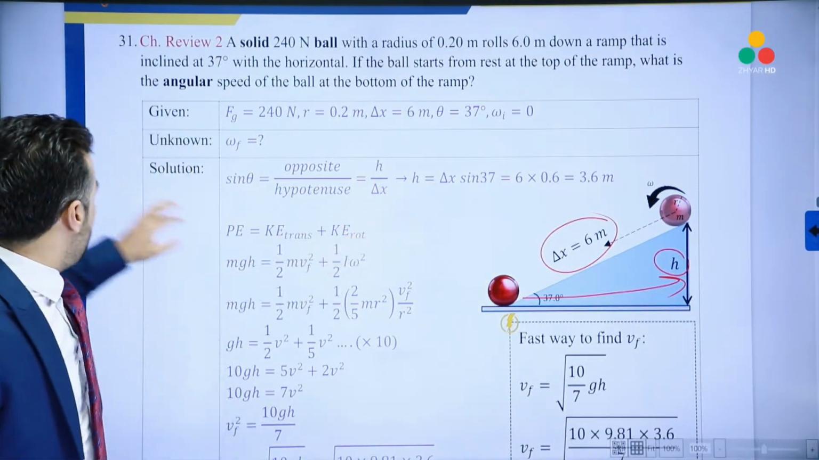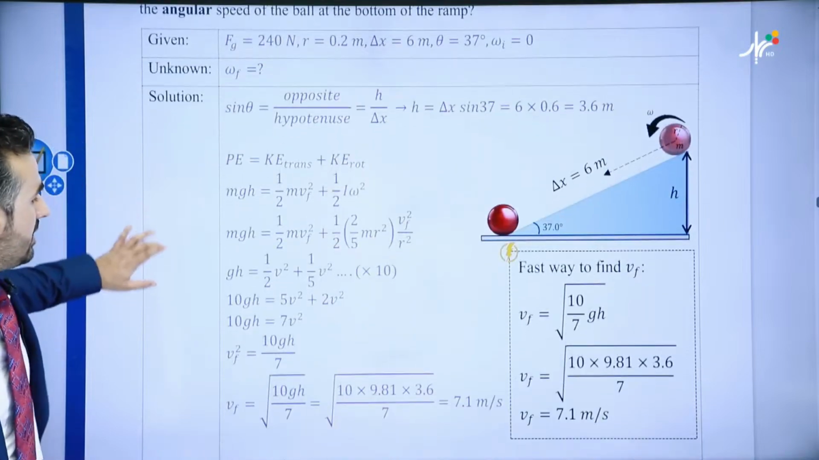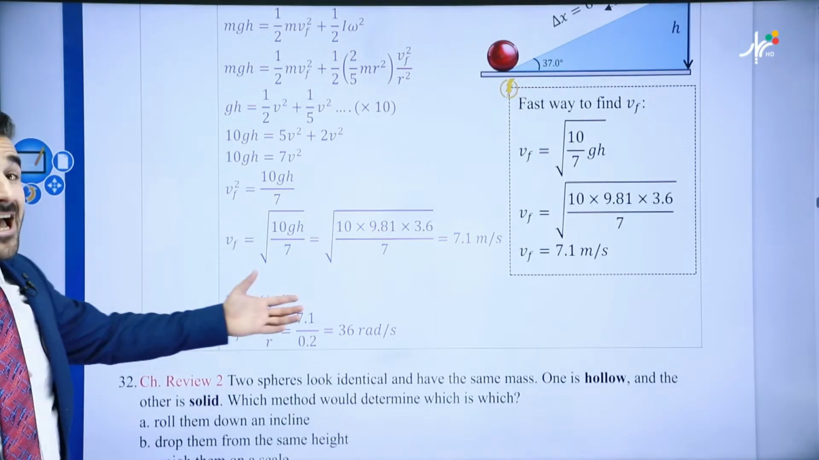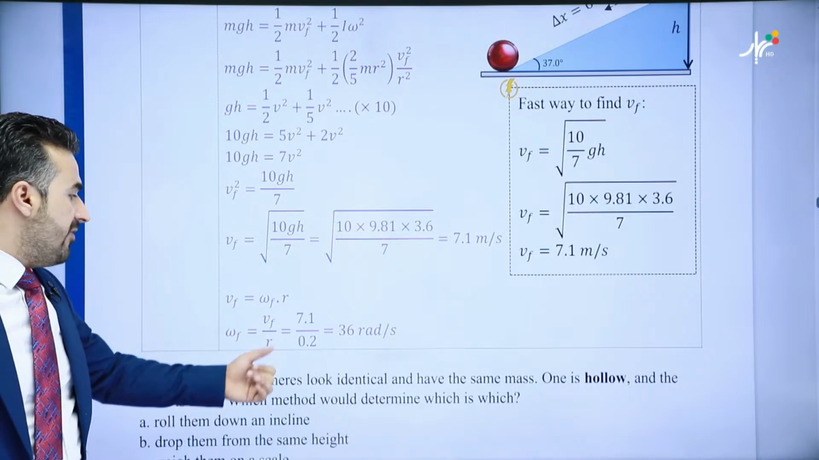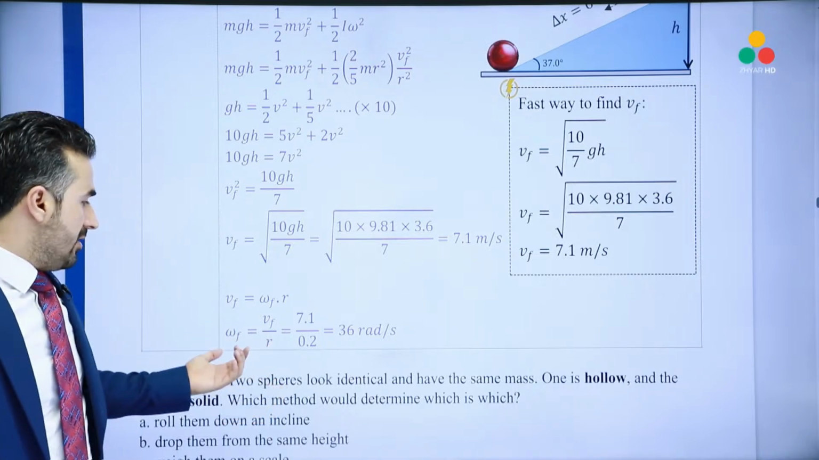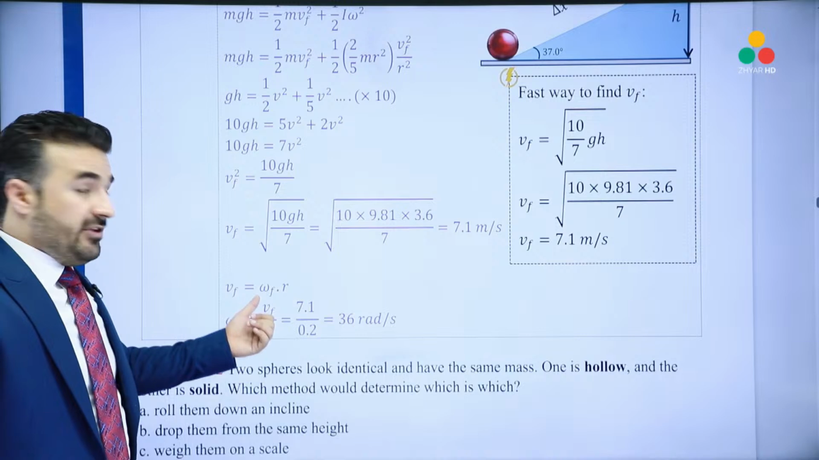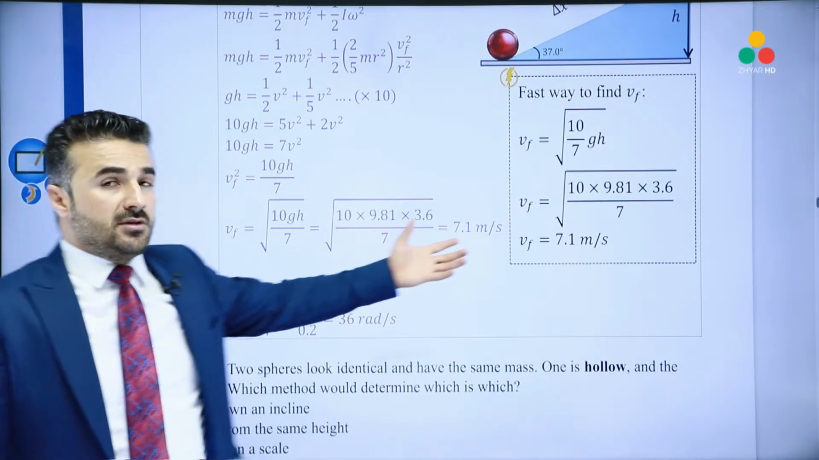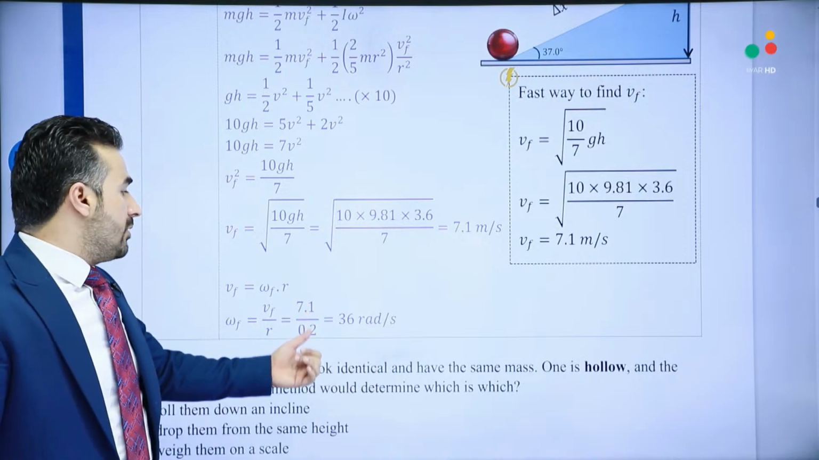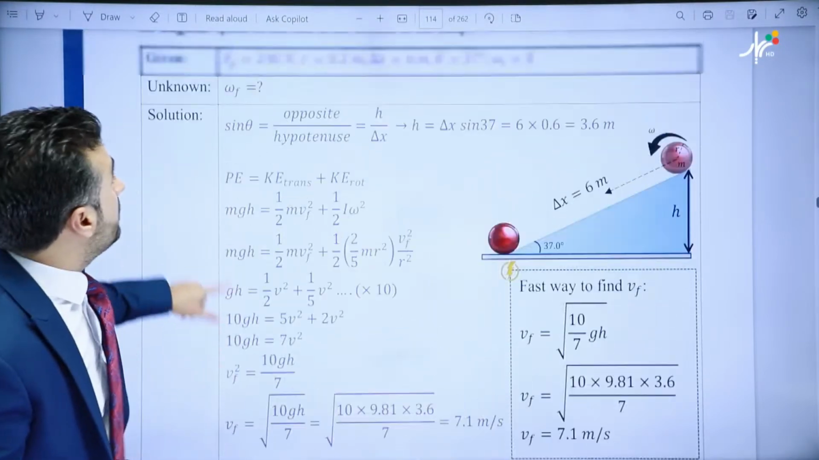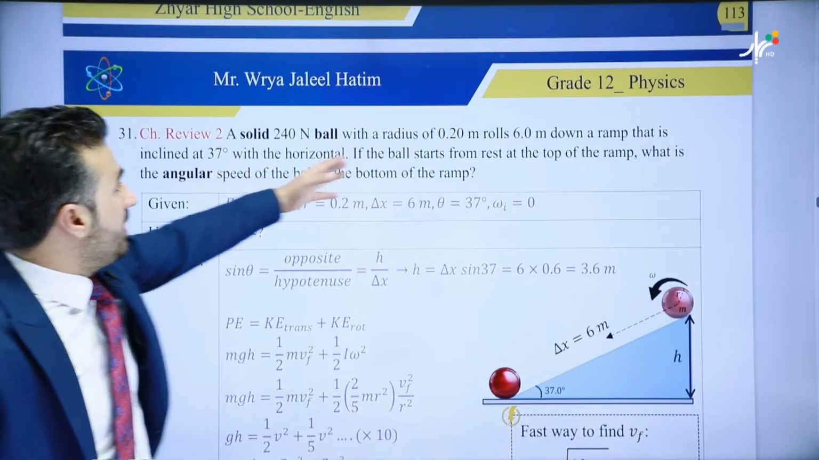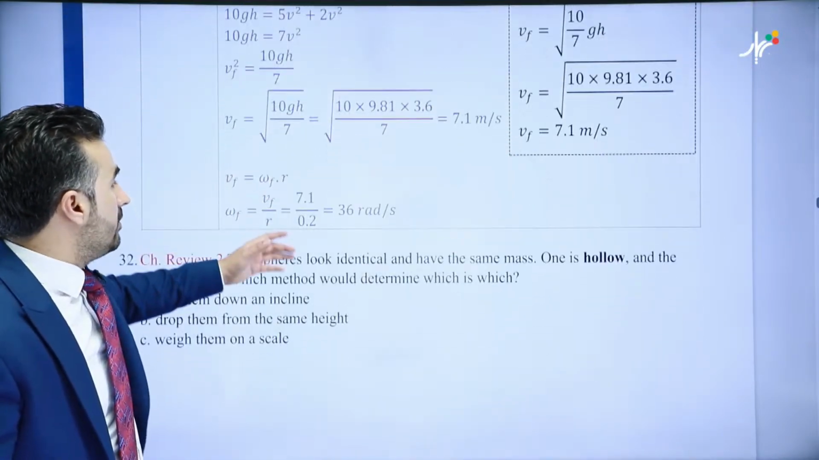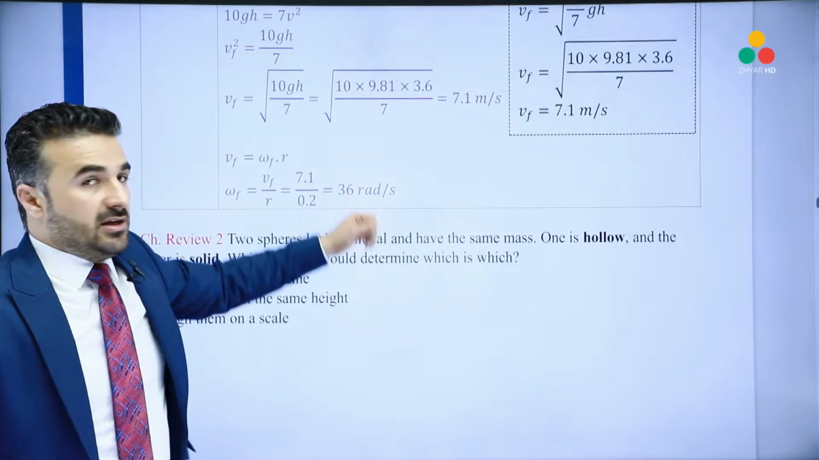You will use this to find the height, and once you find the height, you will be able to find the translational speed. After that, we can find the angular speed using V final divided by the radius, because angular speed is V over the radius. Knowing that the final translational speed is 7.1, 7.1 divided by the radius, which is 0.2 meters, so no conversion. Once you divide the two, you will get 36 radian per second.